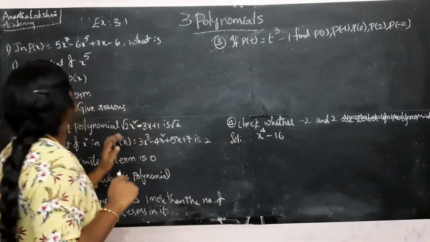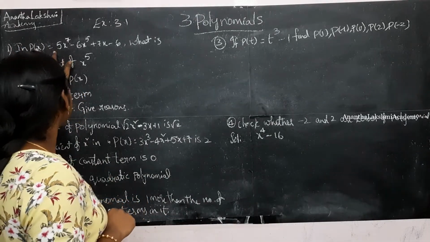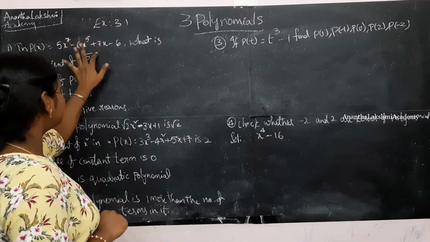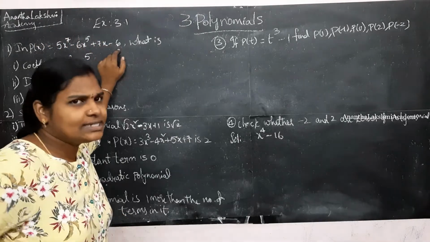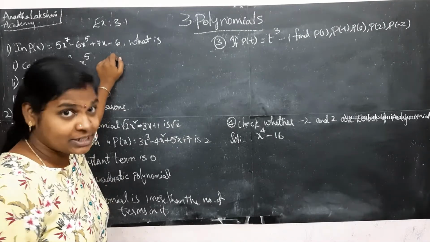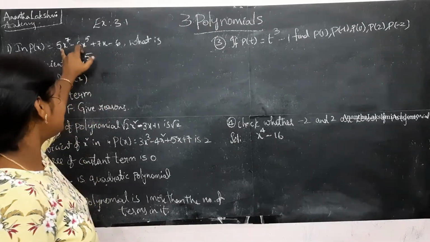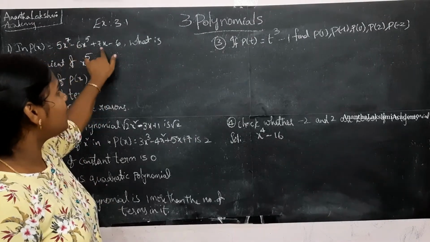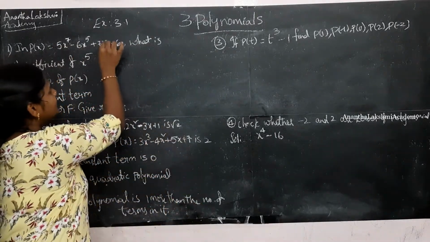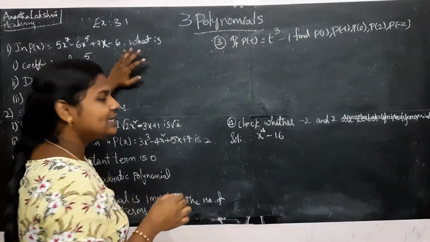Alright, let's jump into the first problem. Here it is given that p of x is equal to 5x power 7 minus 6x power 5 plus 7x minus 6. Is it in terms of a0 x power n plus a1 x power n minus 1 plus a2 x power n minus 2 and so on? Yes, it is. See, the powers of x are coming down as we go on. The last but one term is x and the last term is a constant. So, this is a polynomial.